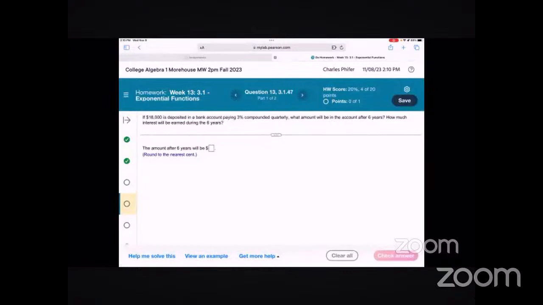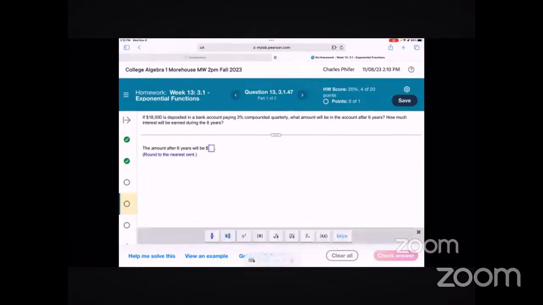If 18,000 is deposited into a bank account paying 3% compounded quarterly, what amount will be in the account after 6 years? Okay. So I'm going to do my notes here. We're doing compound interest. So the formula is going to be the future amount equals P times 1 plus R over N to the power of N times T. Okay. So we're solving for the future amount.